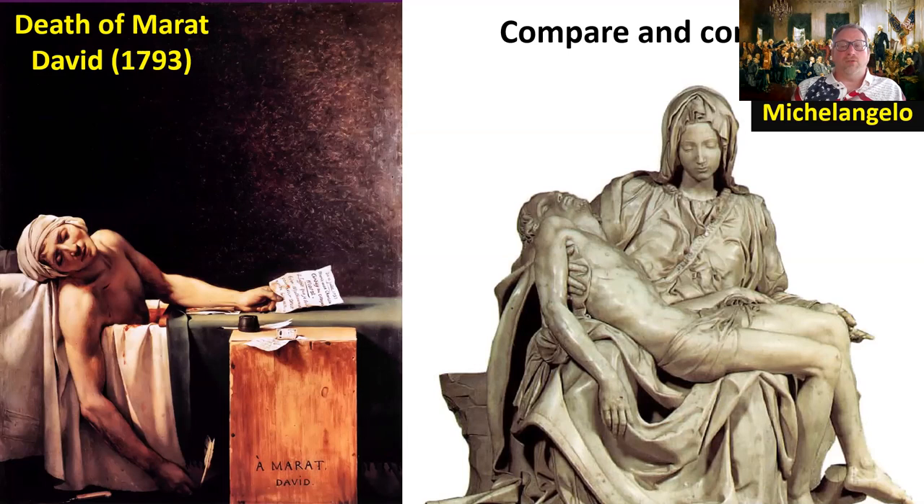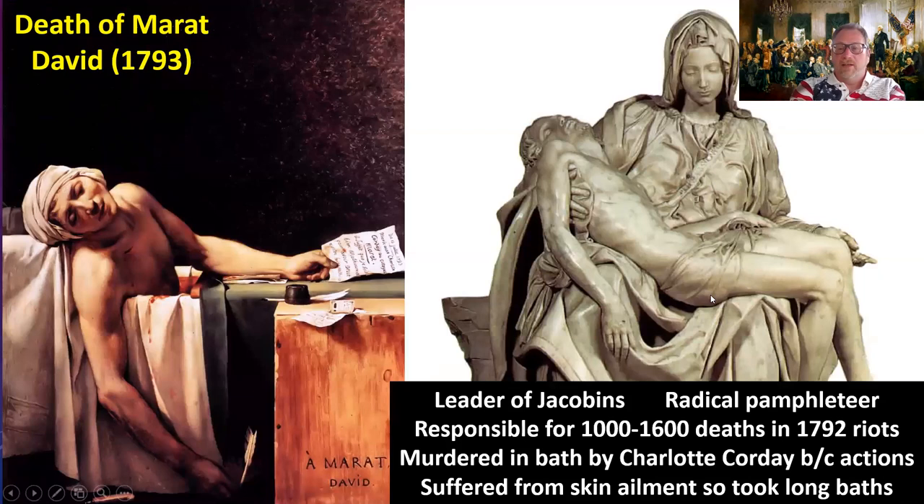If we look at Marat's real aspects, he is the leader in charge of the Jacobins. He's a radical pamphleteer, and he is responsible for signing the death notices, still holding that pen, of 1,000 to 1,600 deaths in the 1792 riots. None of them actually had their day in court. None of them had a fair trial at all. Most of these people were executed because they were wealthy aristocracy. They might have been good people.